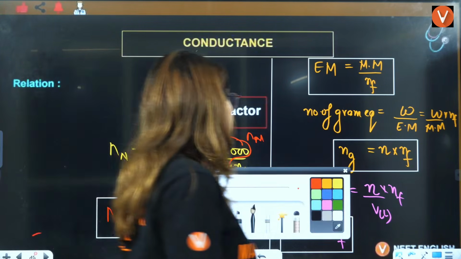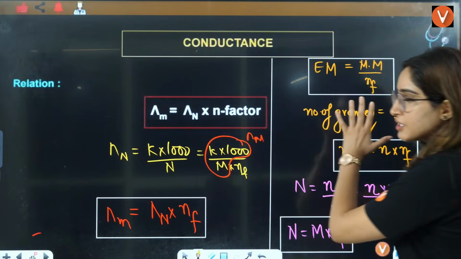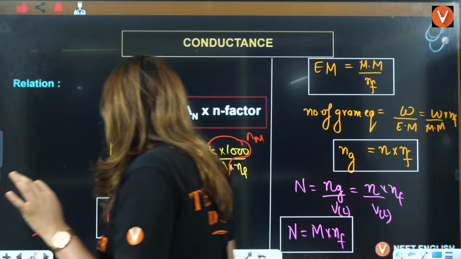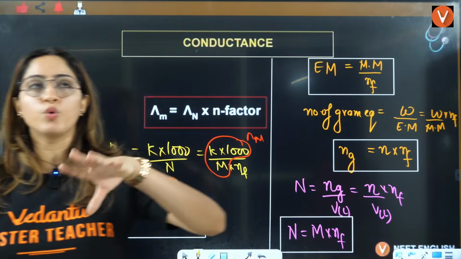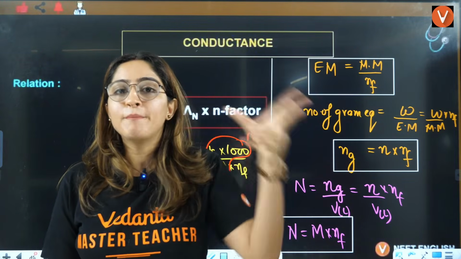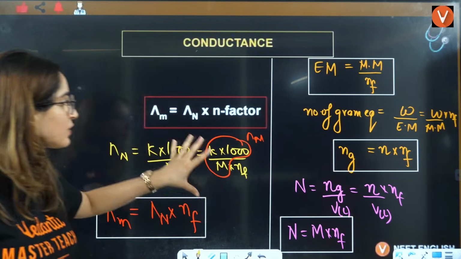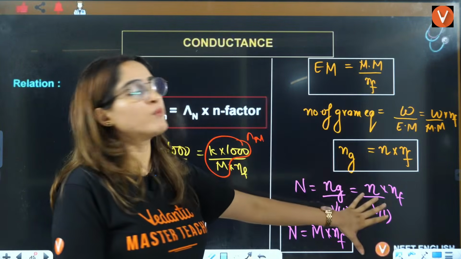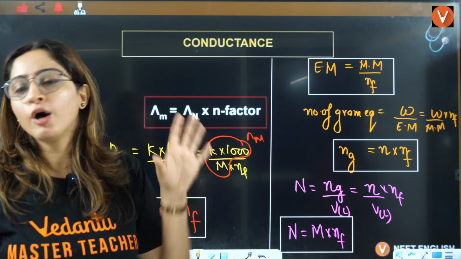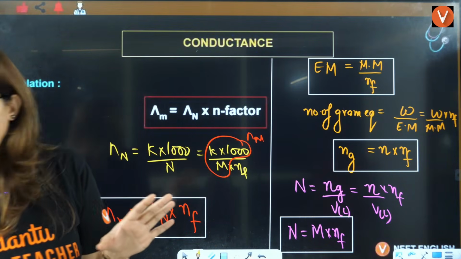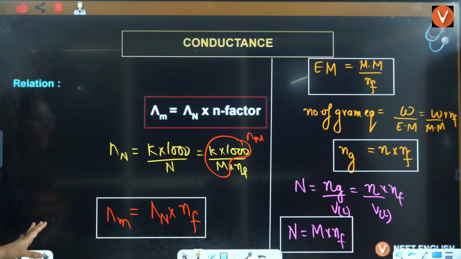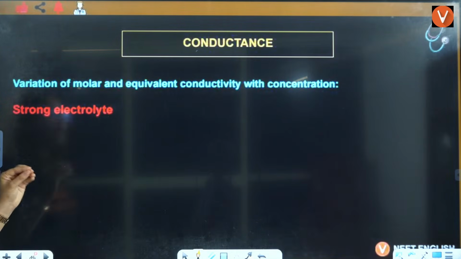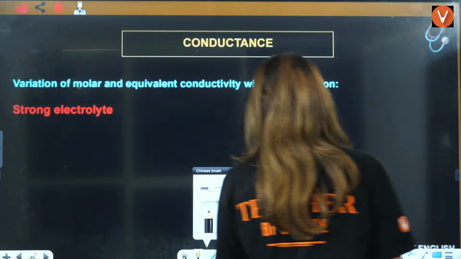So based on any of these things, they can ask you the question in the exam. They can confuse you by combining these formulas that you have learned in electrochemistry with the formulas that you have already learned in the mole concept. Yes, everybody? Now, let's talk about strong electrolyte and weak electrolyte.